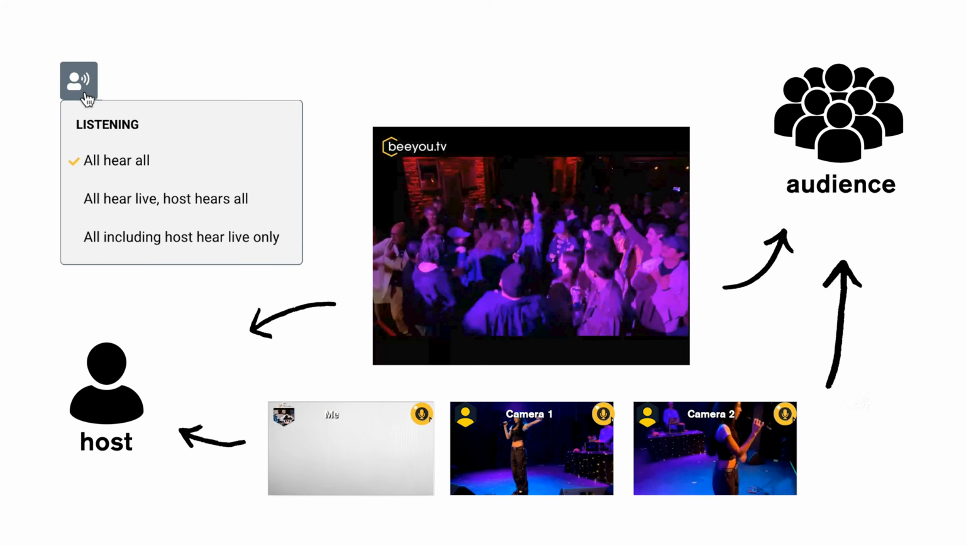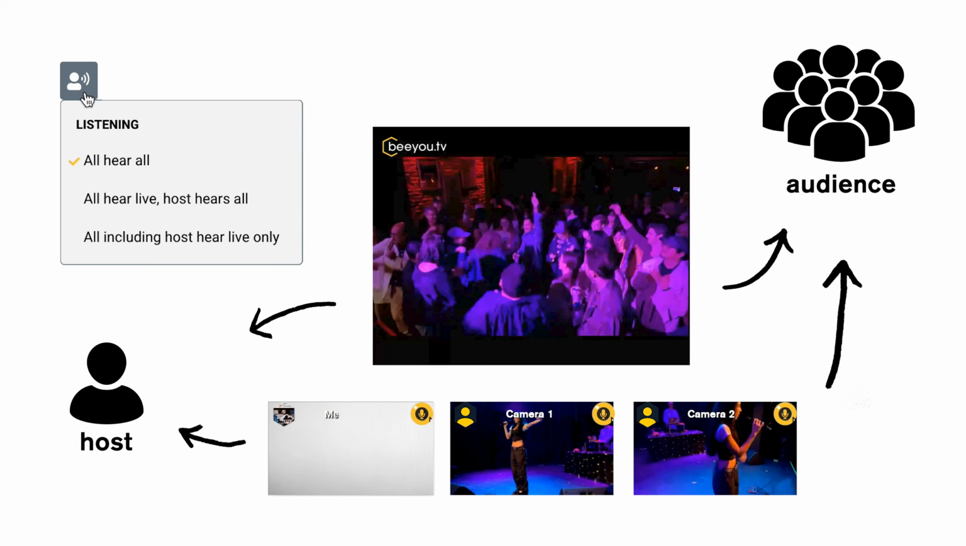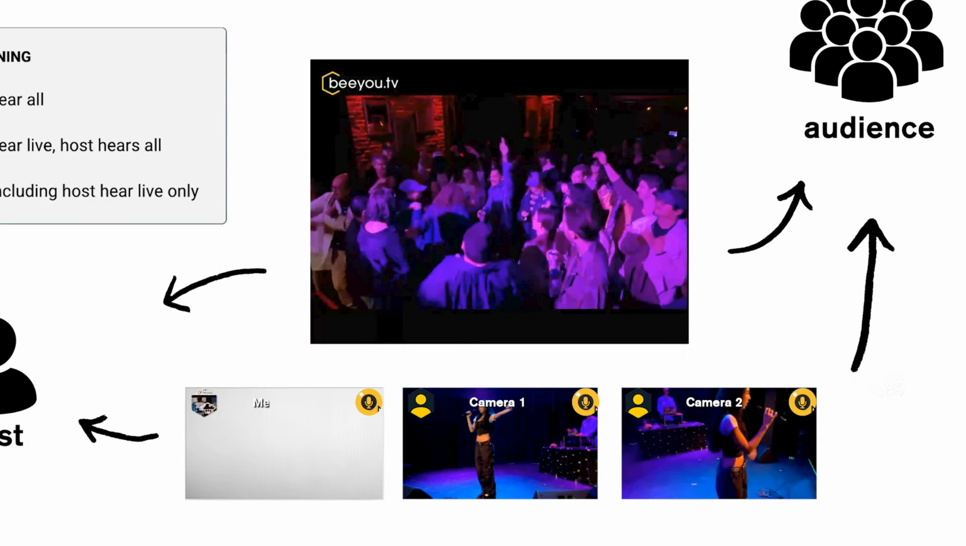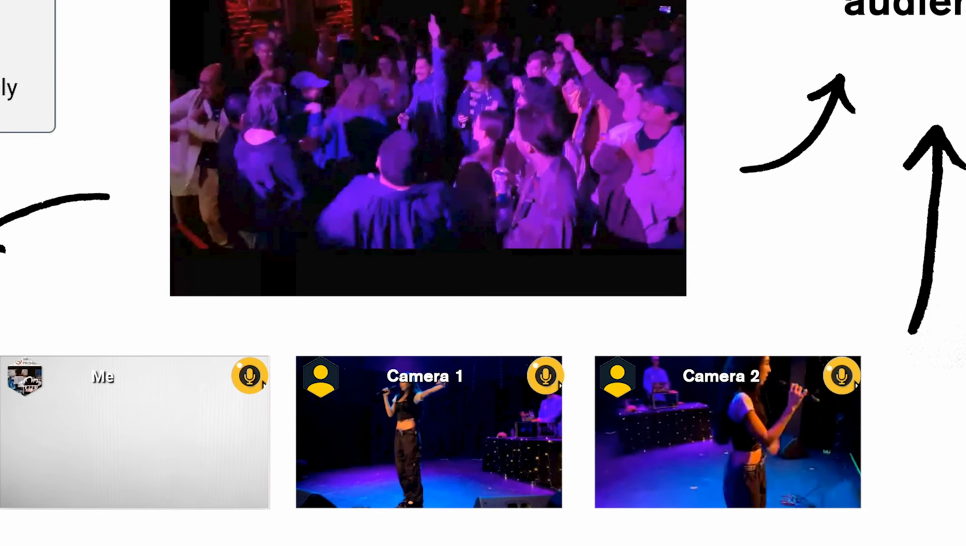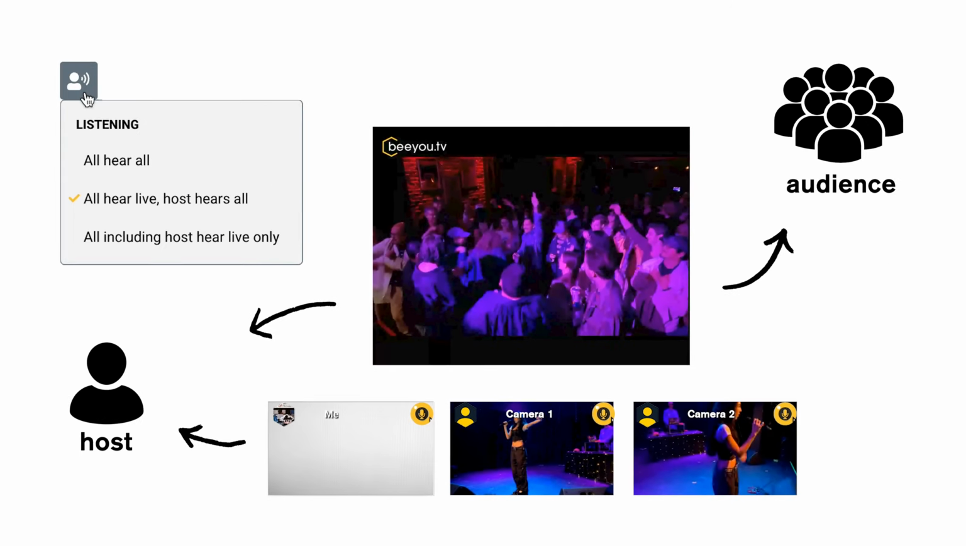Choosing All Hear All will send all audio streams from your Guests panel to your audience at home, regardless of what is on screen. You can choose to mute and unmute different sources from your Guests panel. Choosing All Hear Live, Host Hears All, will only send the audio from the current on-screen media to your audience at home. However, as the host, you will hear the audio from all sources in your guest panel as you choose what you want to send to your live broadcast.